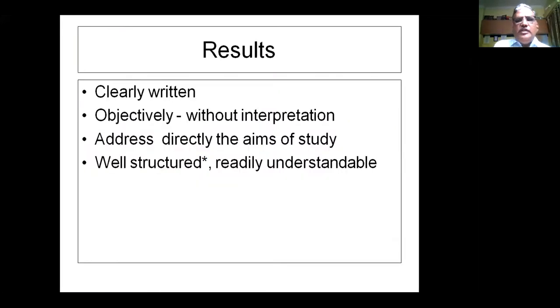Now coming to the results, the most important part: whether they are clearly written or not. They should be written objectively, without interpretation, without writing what these results mean. So don't write anything more than results in the results section. Don't start discussing the paper there. If you see something like this happen, it's annoying. And the results should be relevant, addressed directly to the aims of the study. They should be well structured and readily understandable.